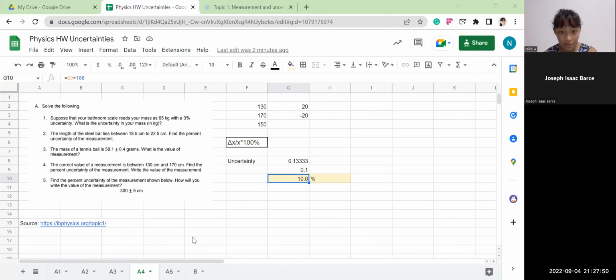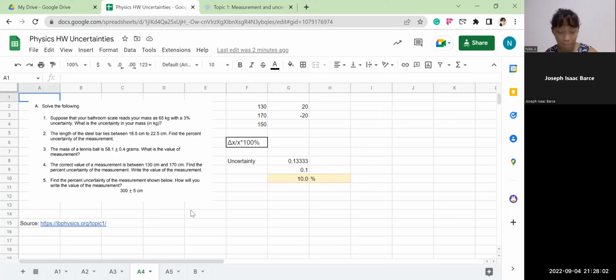Okay, now let's move on to number 5. Ready? Yes. Okay, can you please read number 5? Find the percent uncertainty of the measurement shown below. How will you write the value of the measurement?